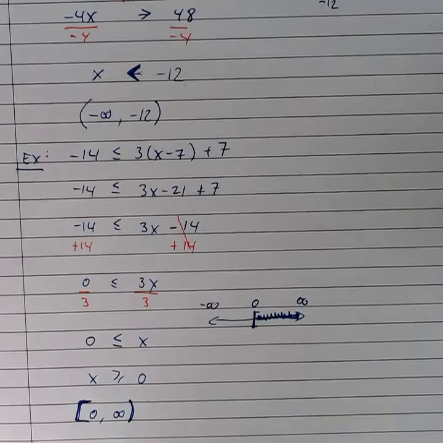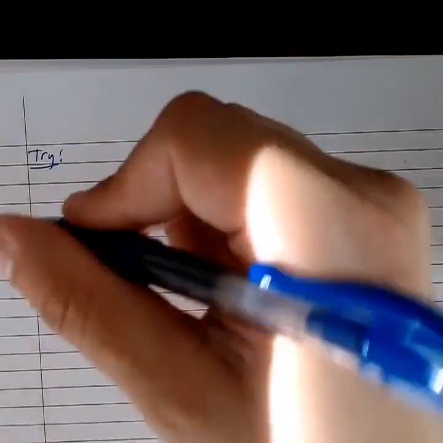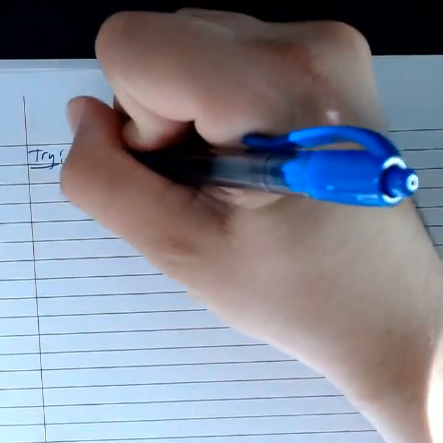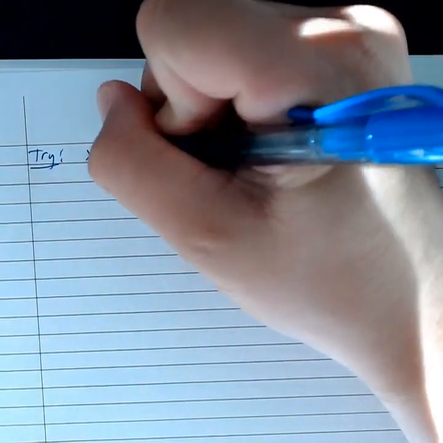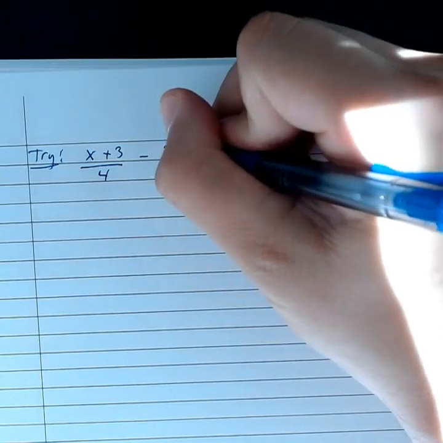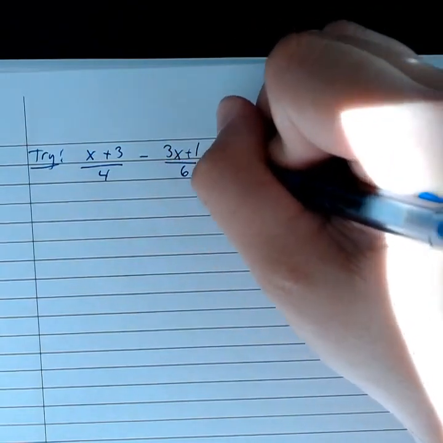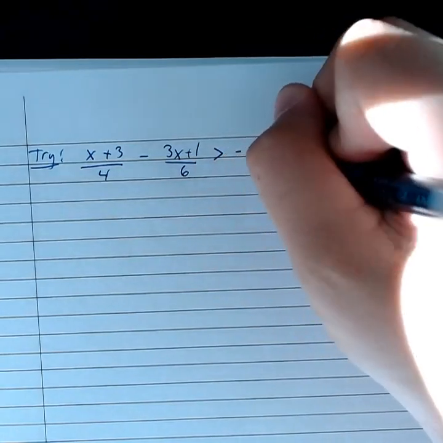Go ahead and give this a try. Go ahead and try (x plus 3) all over 4 minus (3x plus 1) all over 6 is greater than negative 1 over 12.